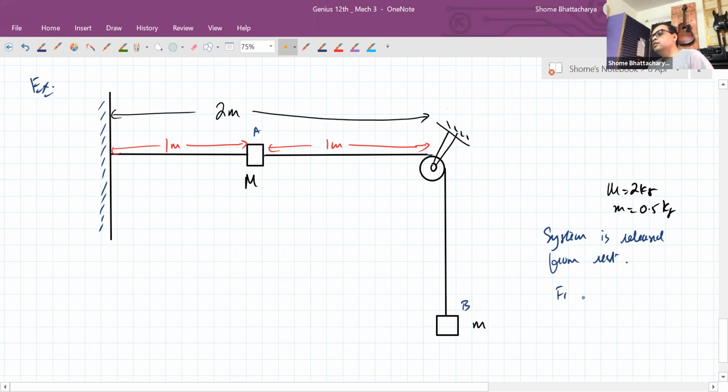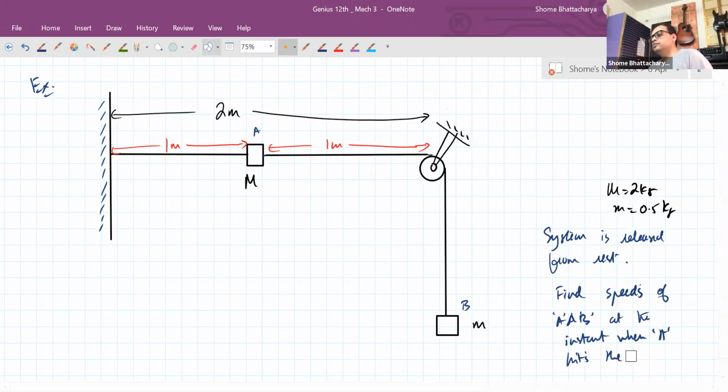You have to find speeds of A and B at the instant when A is about to hit the wall. Is about to hit the wall. So you can say just hits the wall. So this is another question where your application of constraint relation is tested nicely.